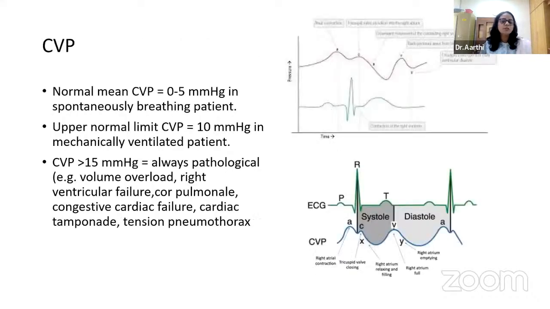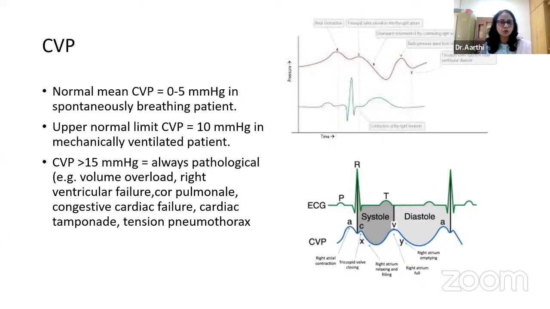So normal central venous pressure is around 0 to 5 millimeters of mercury in spontaneously breathing patients, and the upper limit of normal would be 10 millimeters of mercury in mechanically ventilated patients. And a CVP of more than 15 millimeters is always pathological. So it could be volume overload, it could be right ventricular failure, or it could be secondary to pulmonary congestive cardiac failure, or it could even be due to tension pneumothorax.